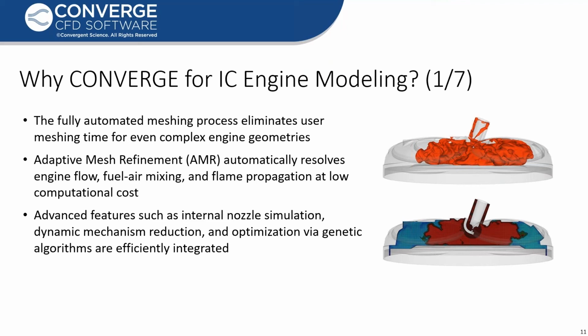We have several advanced features that are quite important for a typical IC engine simulation today, such as internal nozzle flow simulation. We have dynamic mechanism reduction, where you can start off with a larger mechanism and it reduces dynamically while the simulation is taking place. We offer you optimization, where you could optimize your operating conditions, and your geometry as well, using genetic algorithms.